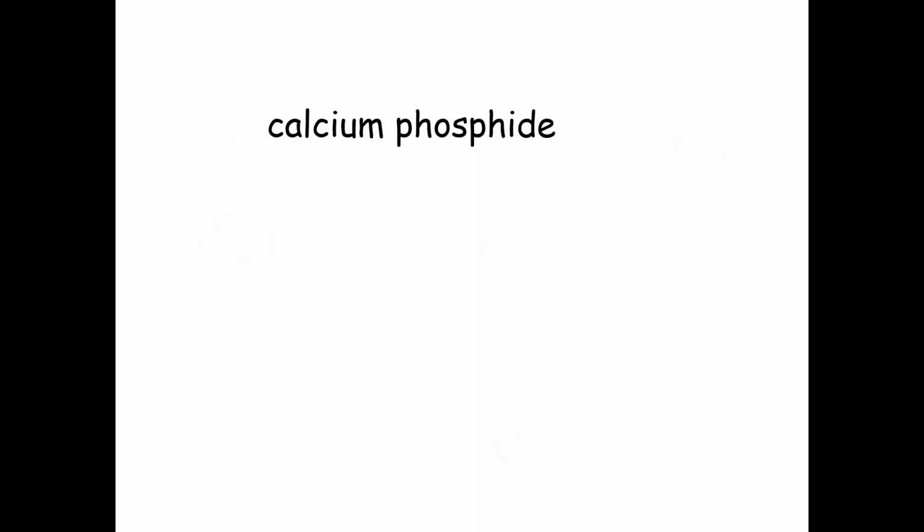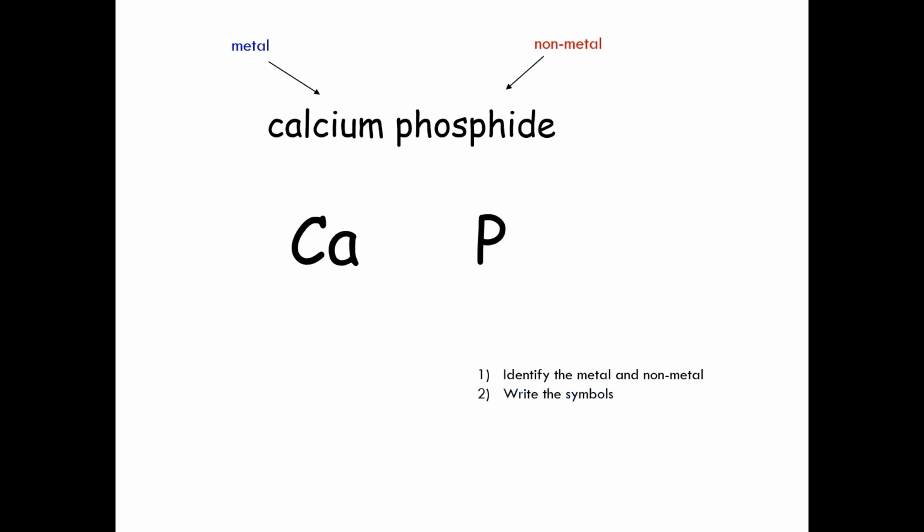And for our last example, we have calcium phosphide. First, identify the metal and nonmetal. So the metal is calcium and the nonmetal is phosphorus. Second, write the symbols. So the symbol for calcium will be Ca and the symbol for phosphorus will be P. Write the charges. So the charge that calcium develops in a bond is 2 positive and the charge that phosphorus develops is 3 negative. Cross the charges over from top to bottom.